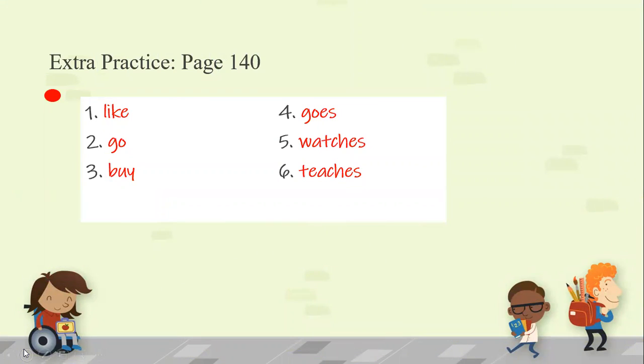So extra practice, page 140, in the circle section, all you guys had to do was read the sentence and write the present tense verb in the sentences below. So in this case, all you had to do was identify the verb, and that's all you needed. So in your notebook, this is what it should look like. You should have for number 1, like, for number 2, go, for number 3, buy, for number 4, goes, for number 5, watches, and for number 6, teaches. Okay, so double check your paper and make any corrections.